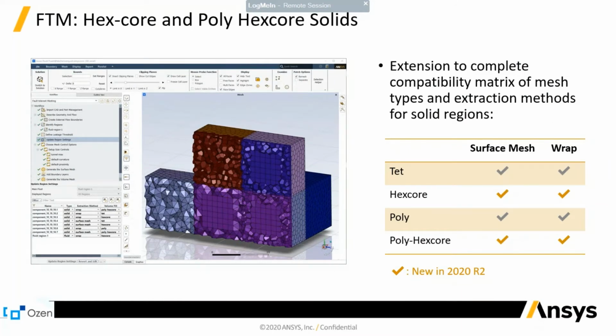The other thing which is added to fault-tolerant meshing is hexcore and poly-hexcore, which were two very interesting meshing options and are now available for solids as well. So you can mesh solids using these two new methods.